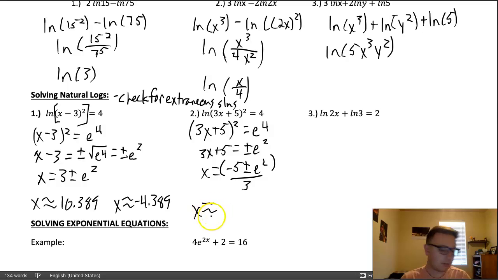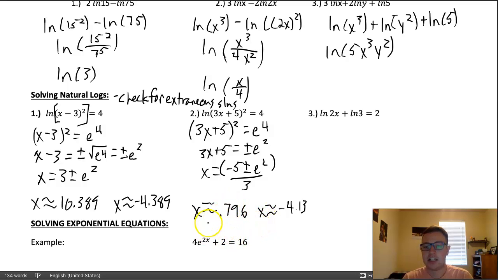That's going to give us x is approximately 0.796. And our second term, negative 5 minus e squared over 3, is going to give us a value that is roughly negative 4.13.